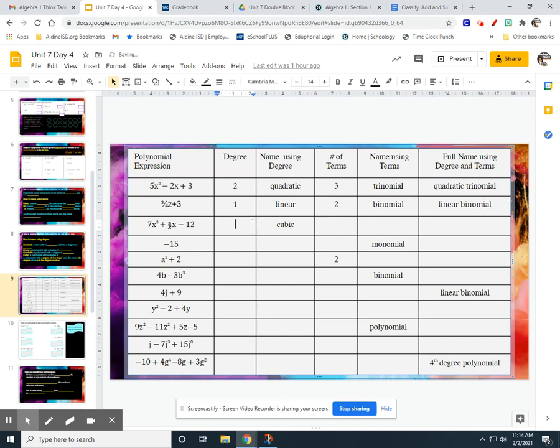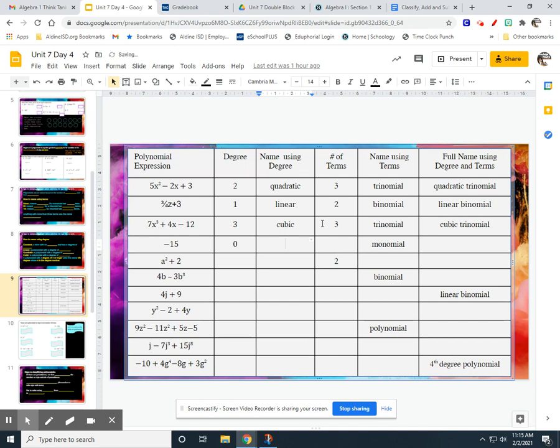Highest degree is 3, so that's why it's cubic. There's 3 terms. That's trinomial. That's cubic trinomial. Right? There is 0 degree because there's no variable. This is called constant. There's only 1 term, so this is a constant monomial.